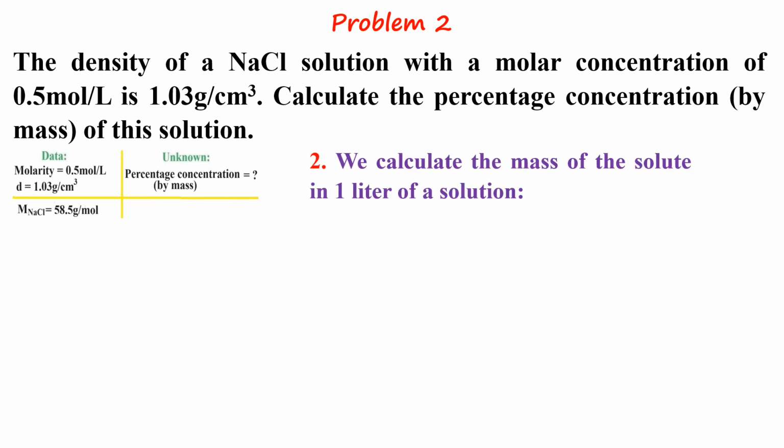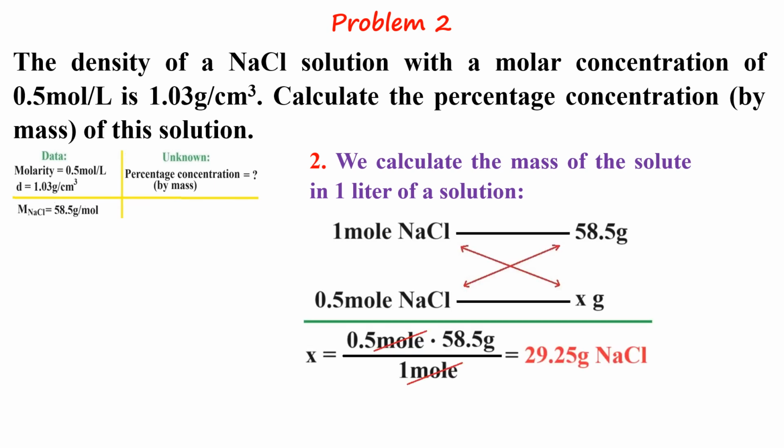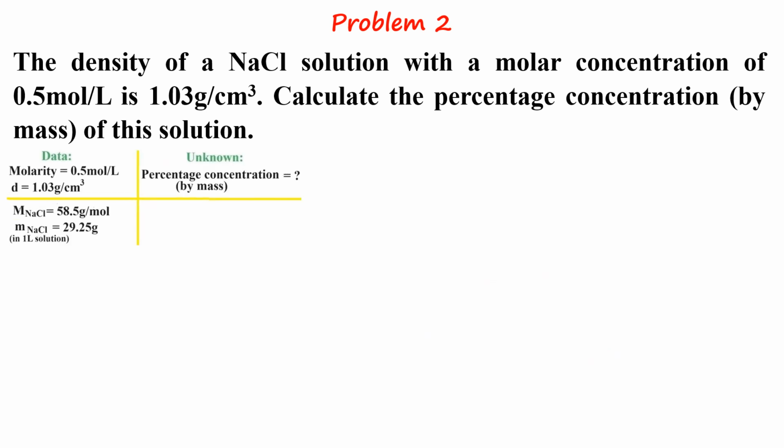Now we calculate the mass of solute in 1 liter of the solution. 1 mole of sodium chloride weighs 58.5 grams. Our solution is 0.5 molar, which means that there are 0.5 moles of solute in each liter of solution. So 0.5 mole of sodium chloride weighs x grams. So x equals 29.25 grams of sodium chloride. I write down this mass under the problem data.